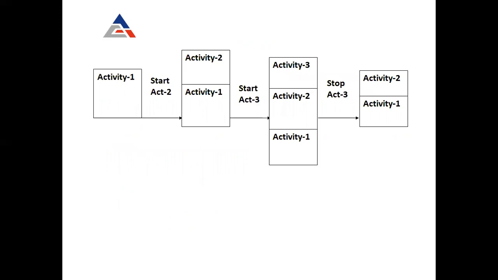So for example, I have started activity one, then I start activity two, start activity three, then I can stop activity three, and then I am left with two activities. So when stopping activity three, I come back and restore at the location that is activity two and activity one. So this is how an activity runs in mobile applications. An activity is a task that the user has to perform on the mobile screen.